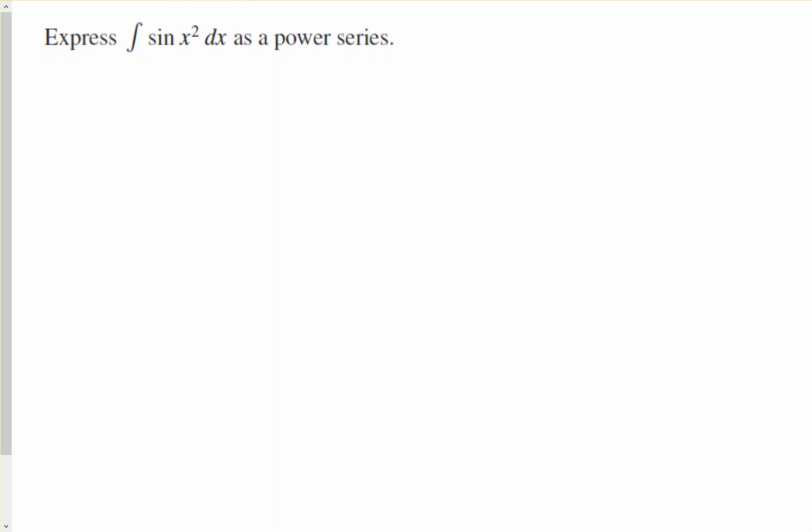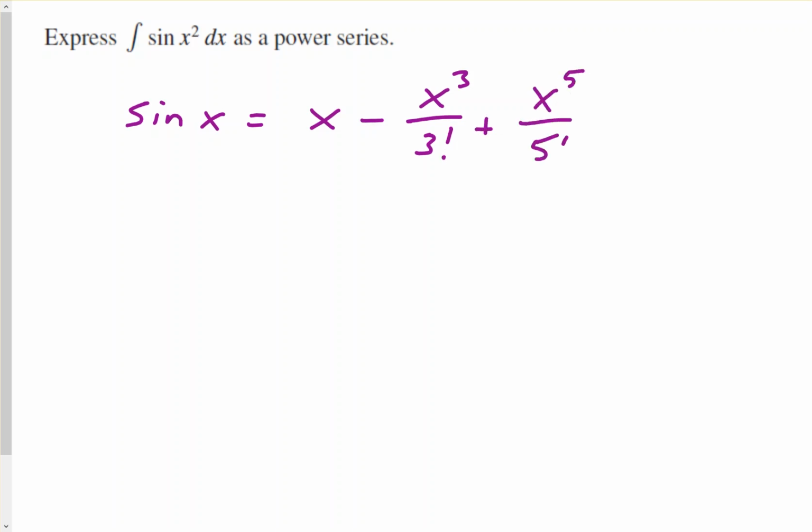Okay, let's take a look at this next one. Express the integral of sine of x squared dx as a power series. So we already know what the sine of x is as a power series. Let's remind ourselves what that is. The sine of x would be x minus x cubed over 3 factorial plus x to the 5th over 5 factorial minus x to the 7th over 7 factorial, and this kept going like this.